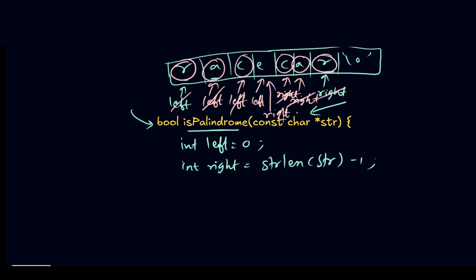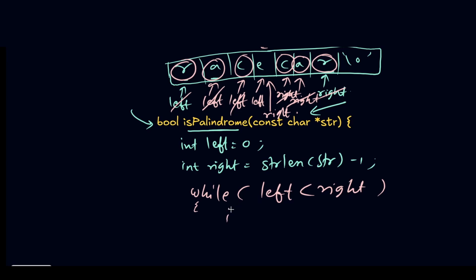The moment left and right pointers match or cross, we will stop. So in this case all these characters are matching, so the string is a palindrome. So let's write the while loop condition first. While left is less than right. As long as left is less than right, we will compare.